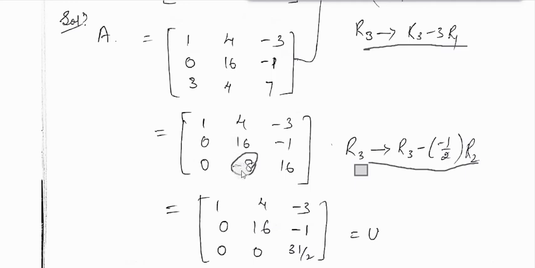So half of this value with negative times, because here I am using minus. So R3 minus half times R2, which gives plus 8. So minus 8 plus 8 will be 0. Therefore, finally the R3 will give the new entries as 0, 0 and 31 by 2.